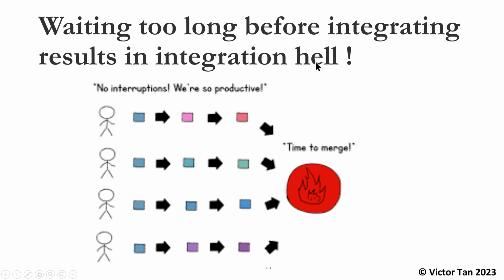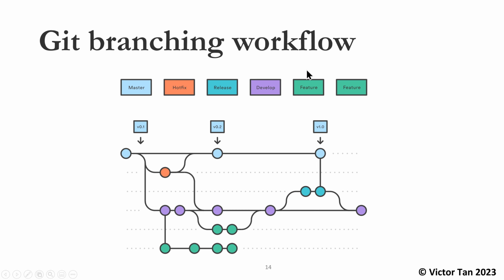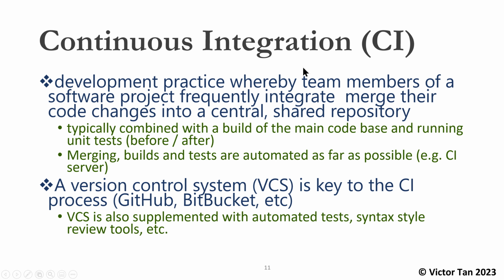So you want to avoid this integration hell scenario, and the way you avoid this is by doing CI. CI is a cultural mindset. It's nothing to do with tools. It's nothing to do with Git. It's nothing to do with Bitbucket. It's nothing to do with Jenkins. It's nothing to do with Docker. It's basically a cultural mindset.